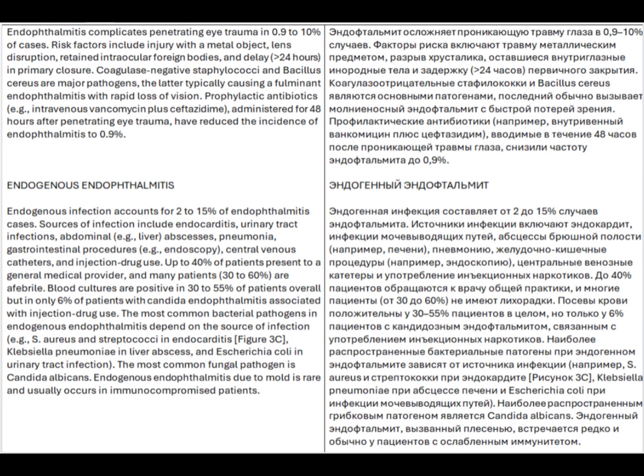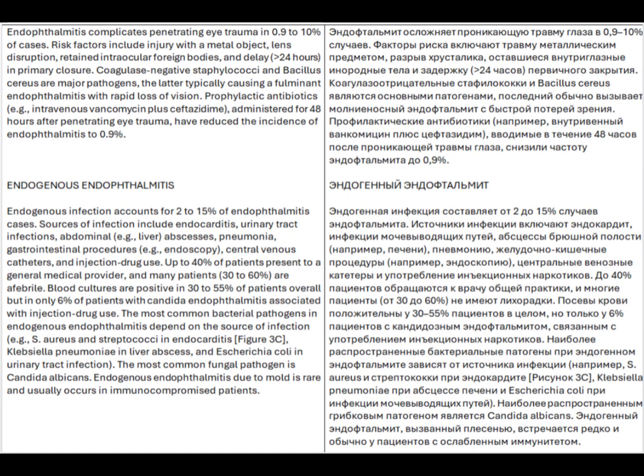Endogenous endophthalmitis. Endogenous infection accounts for 2 to 15% of endophthalmitis cases. Sources of infection include endocarditis, urinary tract infections, abdominal, e.g., liver, abscesses, pneumonia, gastrointestinal procedures, e.g., endoscopy, central venous catheters, and injection drug use. Up to 40% of patients present to a general medical provider, and many patients, 30 to 60%, are afebrile. Blood cultures are positive in 30 to 55% of patients overall, but in only 6% of patients with Candida endophthalmitis associated with injection drug use.